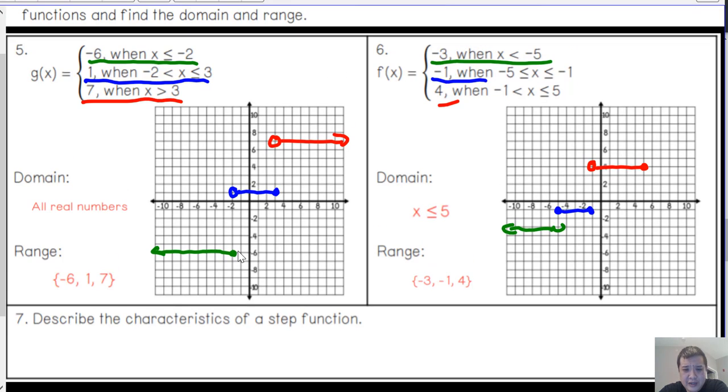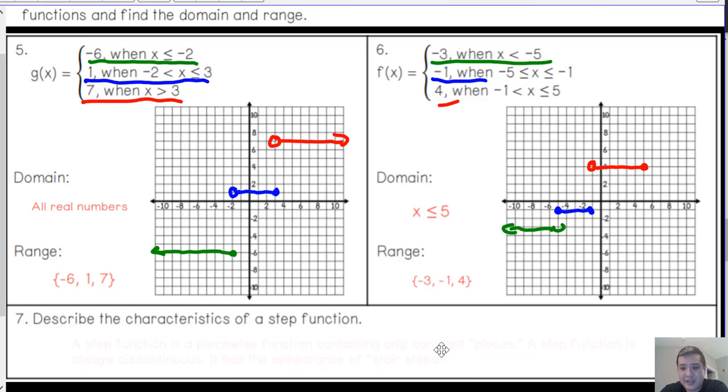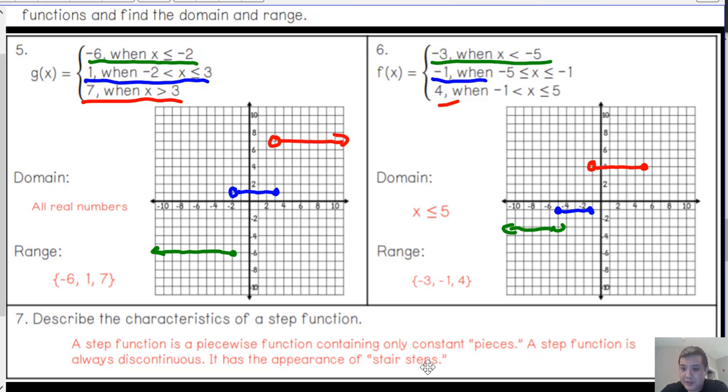So describe the characteristics of a step function. A step function is a piecewise function containing only constant pieces. Like we said, the step function is always discontinuous and has the appearance of stair steps, like we said before.